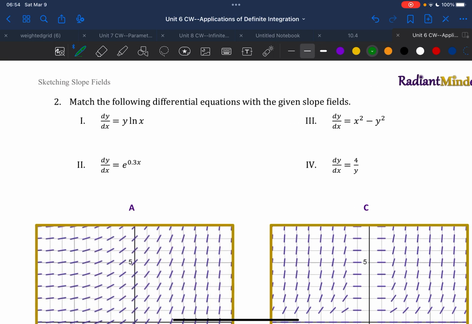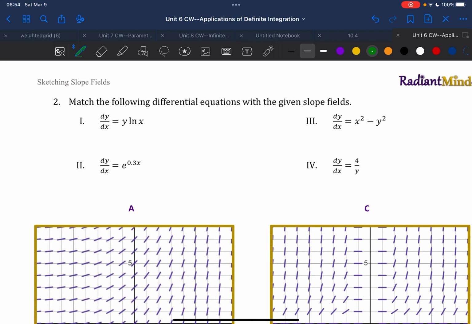Actually, we'll start with number 1. I guess we'll be consistent. And when is this 0? So it's 0 when y is 0, and when ln of x is 0, which means that x is 1.